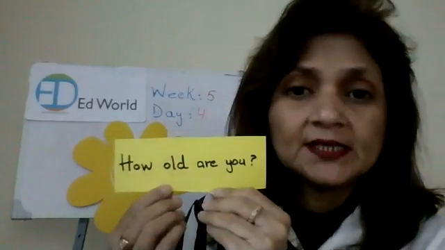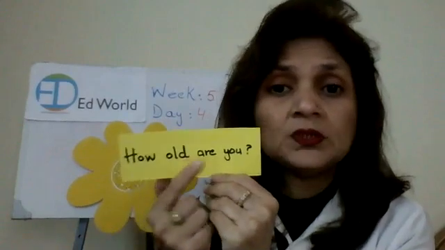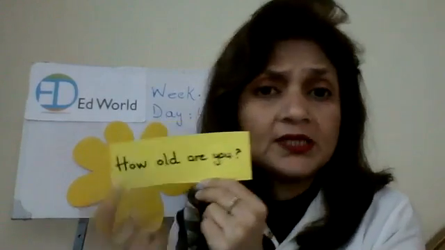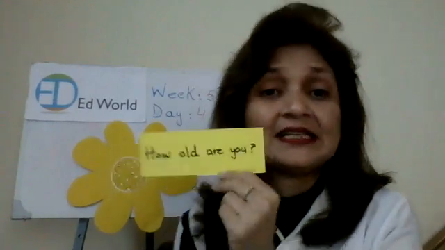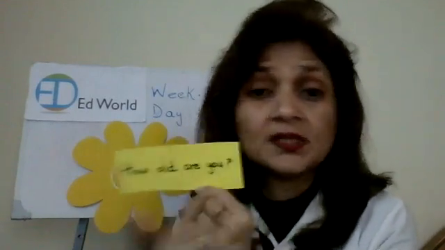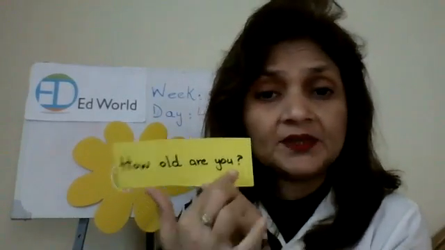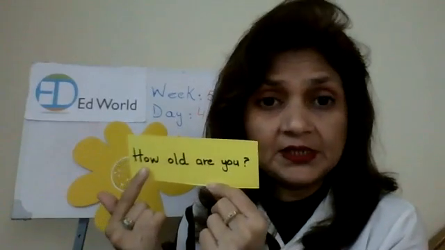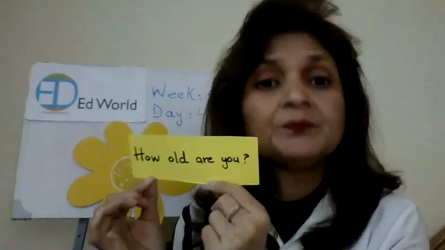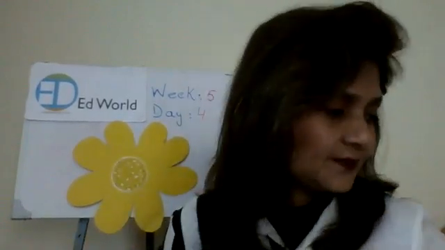Now let's move on. The next sentence is, how old are you? How old are you? So what is this sentence telling you? It's asking, right? It's asking a question. So it's a question sentence, right? And what have I put at the end? There is a question mark, but I have started the sentence with a capital letter and ended with a question mark. Correct, because it's a question, right?